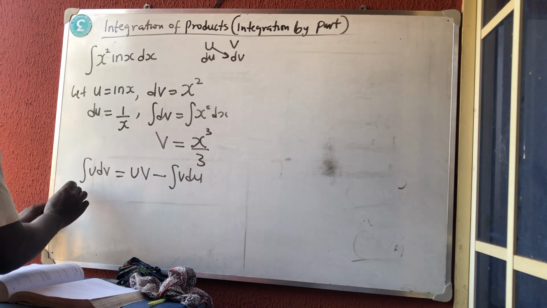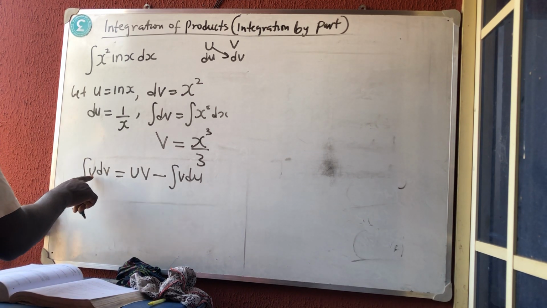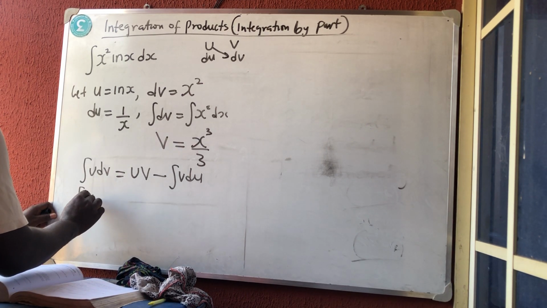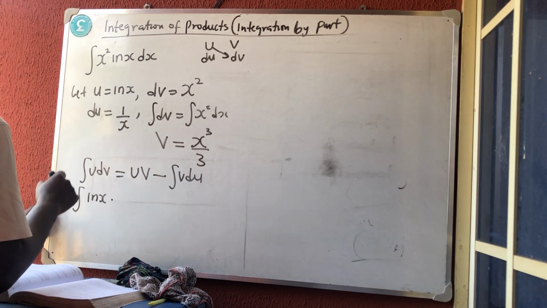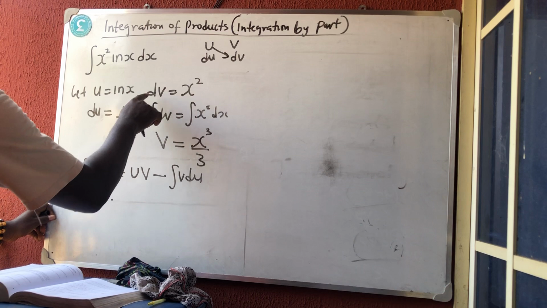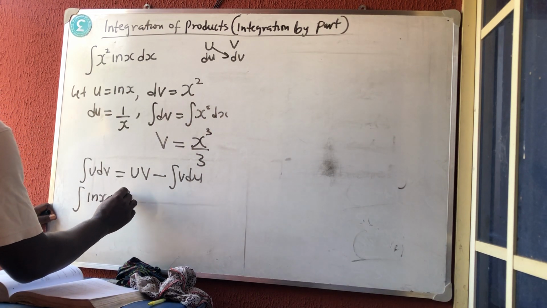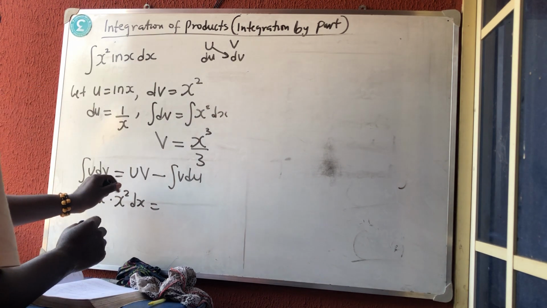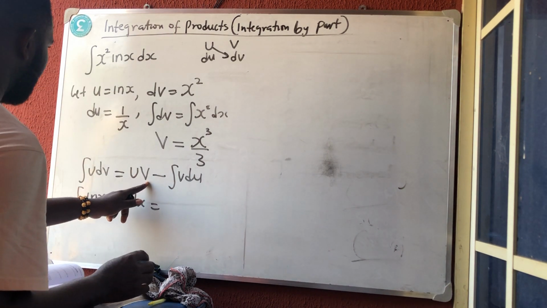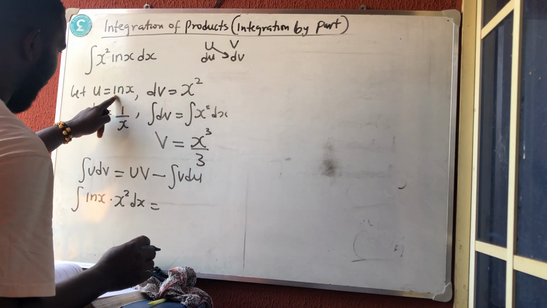Okay, so let us go. This is the integral of, let me substitute, u is ln x, dot dv. Where is my dv? Okay, dv is x squared dx, which is my question. This is my question, is equal to now uv. Where is my u? U and v.